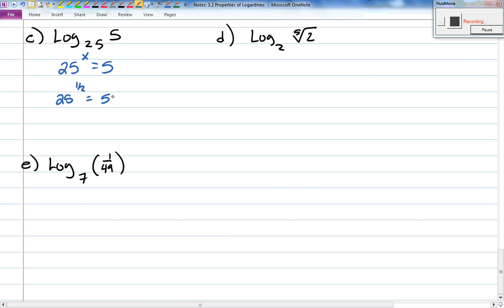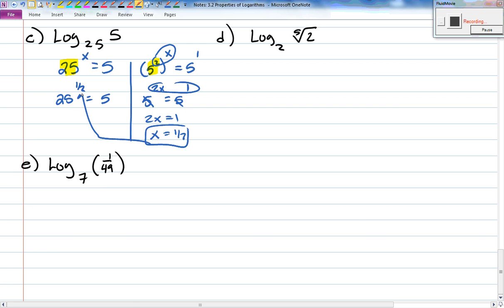Okay? So here's another way you can do this. The other way I did it is this. I rewrote the number 25 as 5 squared. Is that true? And I still have the exponent of x, and that equals 5. So all I did was change 25 to a base of 5 squared, because I want the bases to be the same. So what do I do when you raise a power to a power? You multiply. So this is 5 to the 2x equals 5 to the first power, right? If my bases are the same, then my exponents must be equal. So 2x must be 1, so x must be 1/2, which is the exact same thing that they got by recognizing that 25 to the 1/2 is the same thing as 5.